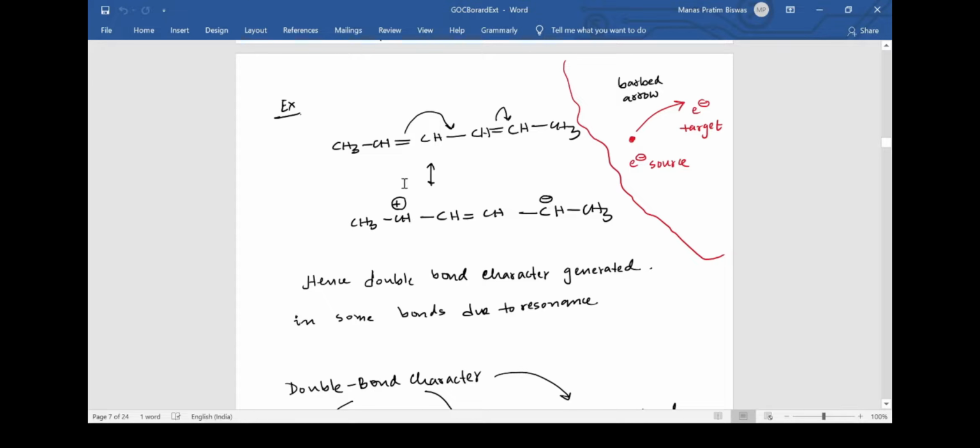So we can see that the charge separation is taking place, and as the charge separation is taking place, the electron cloud is getting dispersed. How is it getting dispersed? We can see that firstly the electron cloud was between these two carbons and these two carbons. Initially the electron cloud was limited to these two carbons and these two carbons, but now after resonance we can see that this electron cloud has come over here.